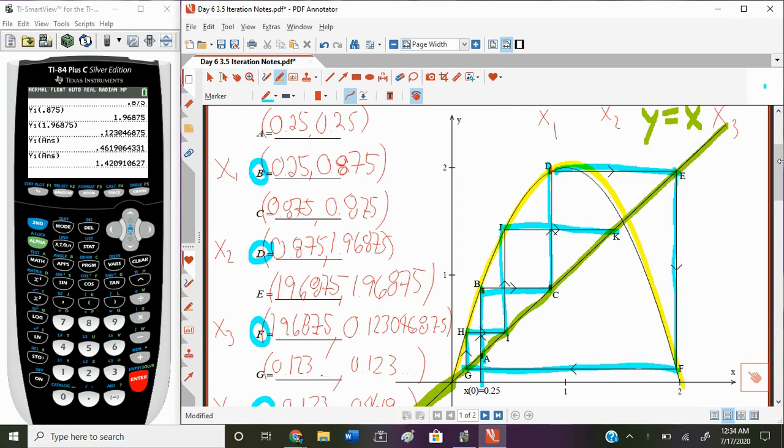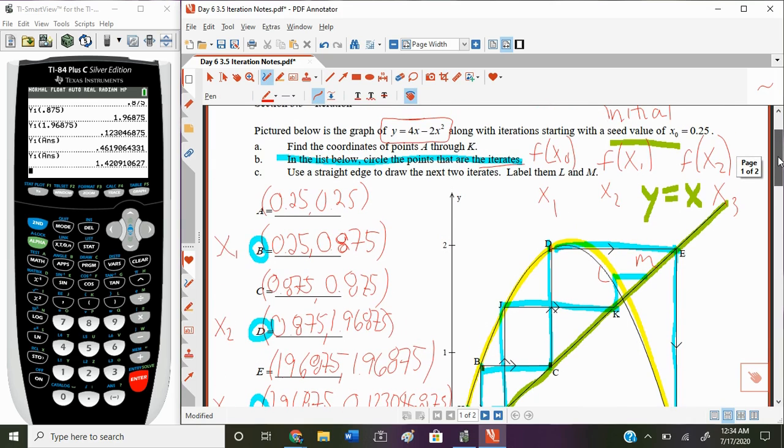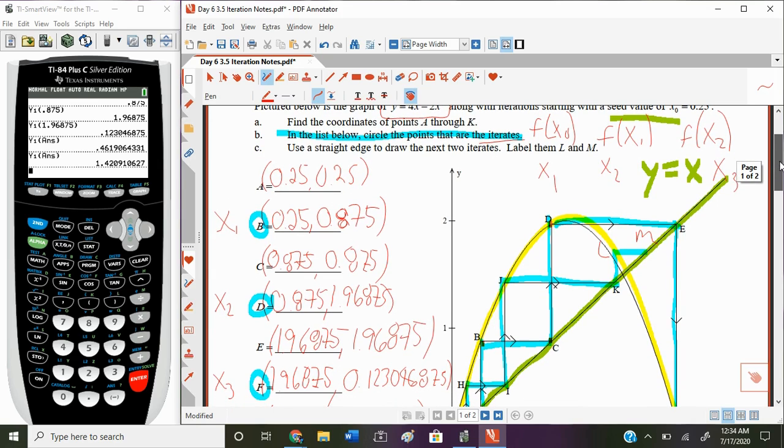All right, so K should lead us to the parabola, right? We came from the parabola, now we need to get to the parabola. So we need to go up vertically, right? That's going to be point L. We'll label that as point L. And then we need to go horizontally to the green line, and that'll get us to point M. All right, and do we need to find the coordinates of those points? No. All right, use a straight edge to draw the next two iterates, label them as L and M. So we have done that, and we are finally done.